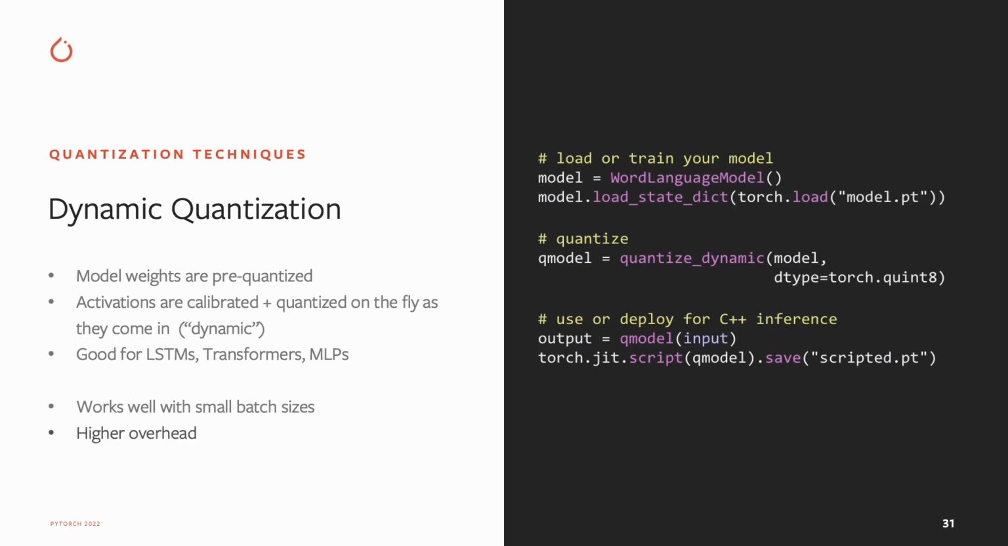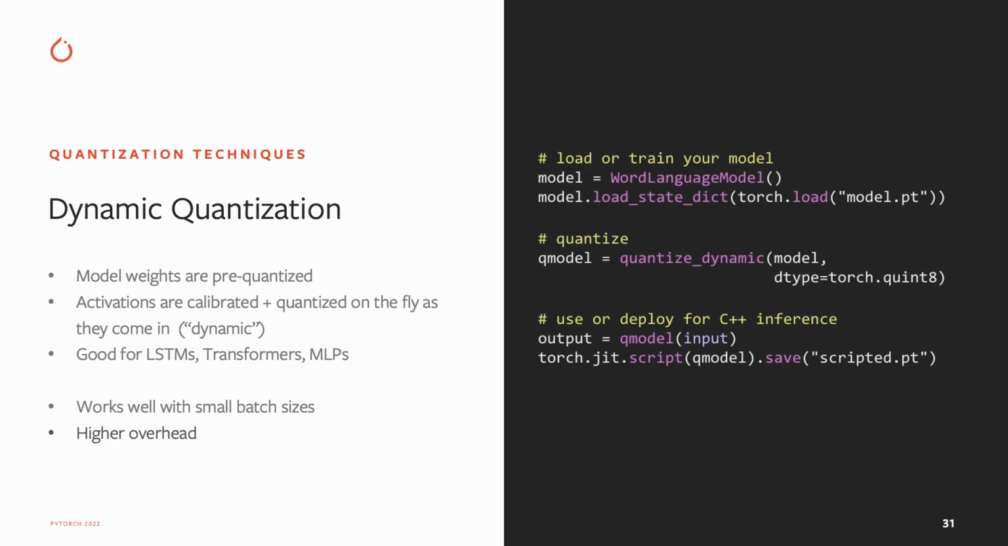So dynamic quantization works great for recurrent layers and transformer layers. That's because typically these modules have a lot of parameters which occupy a lot of memory. Quantizing these reduces the size by about 4 times.